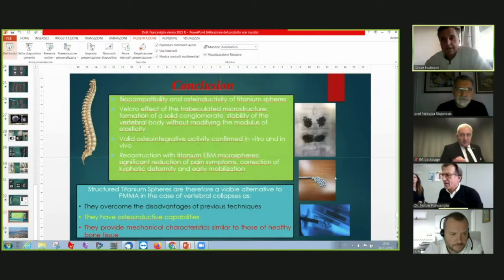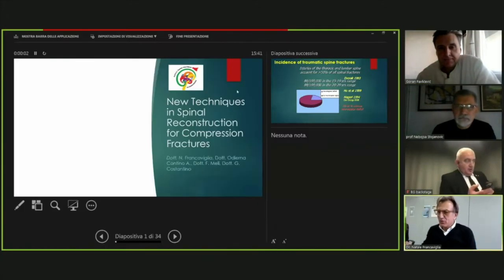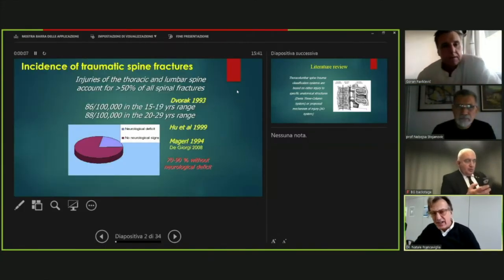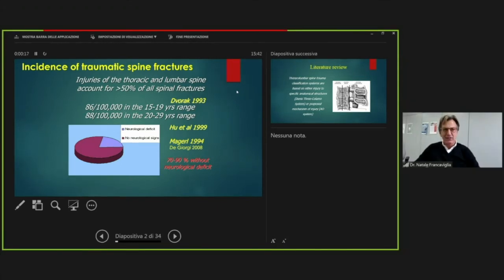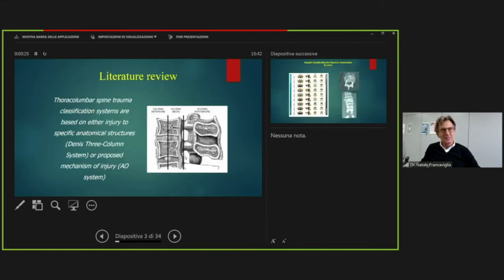Yes. Okay. I will speak about a new technique that we started to use. Injuries of the thoracic and lumbar spine account for more than 50% of all spine fractures, but we focused on the fact that 70-90% of patients have no neurological deficit. The decision on how to treat is based on two major classifications, the AO classification and the Danish classification, based on the mechanism of the injury or the anatomical disruption of the structure.